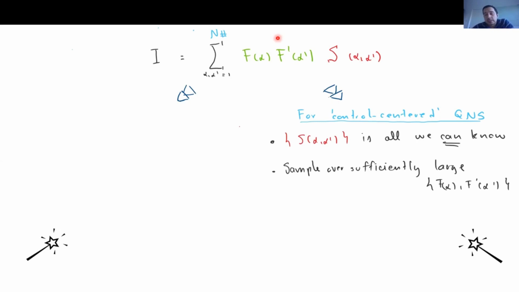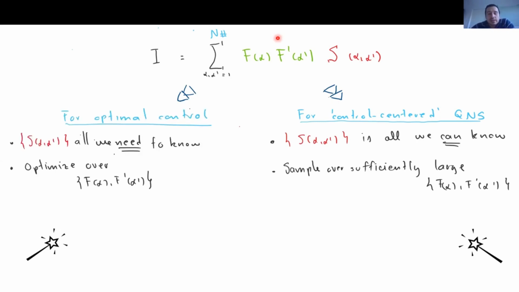Or at least, yeah, so you can sample all of these. On the other hand, if you look at the optimal control problem, then this equation tells you that this same S alpha alpha prime, for alpha alpha prime up to n sharp, is all you need to know in order to predict the dynamics and do optimal control.